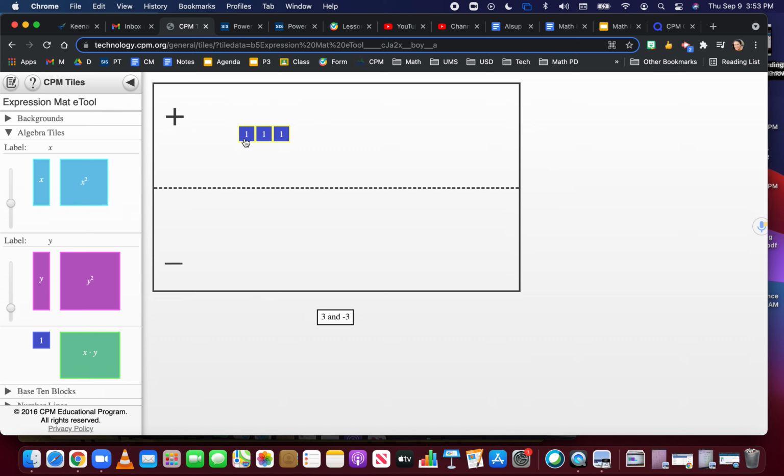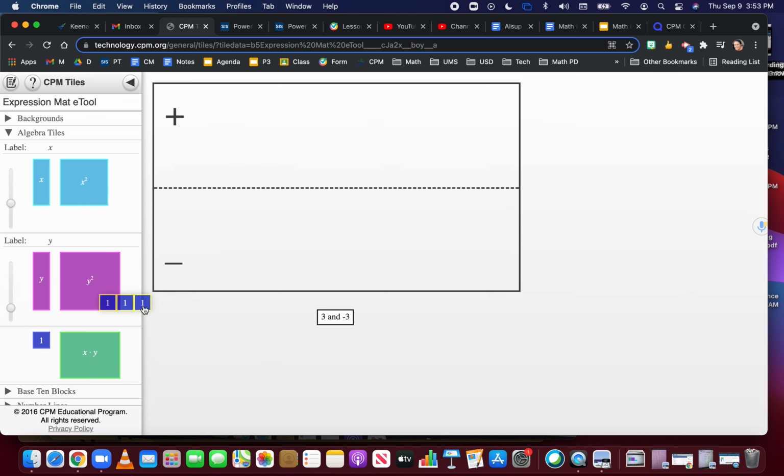Okay, now let's jump back to negative 3. Let's find an equivalent way to show negative 3. So I'm going to use the negative region, and if I want to use the negative region, when I move them down here, I've got to flip them. So this is negative 3.